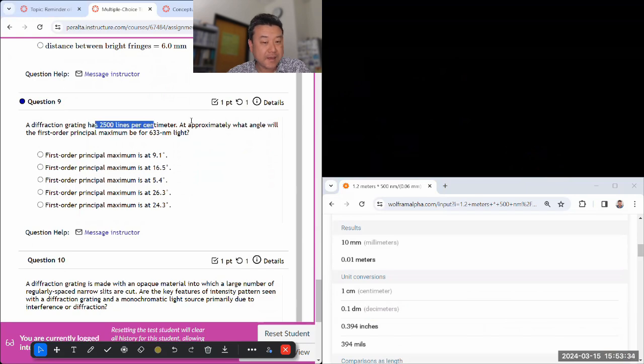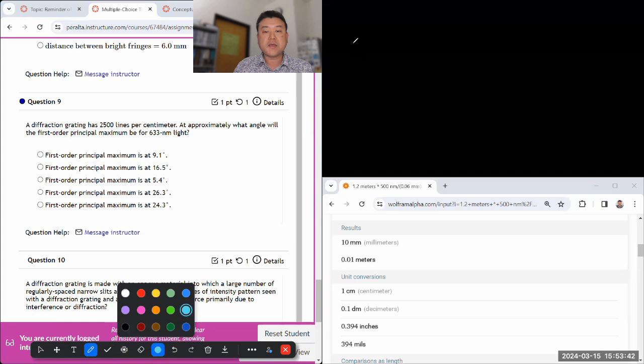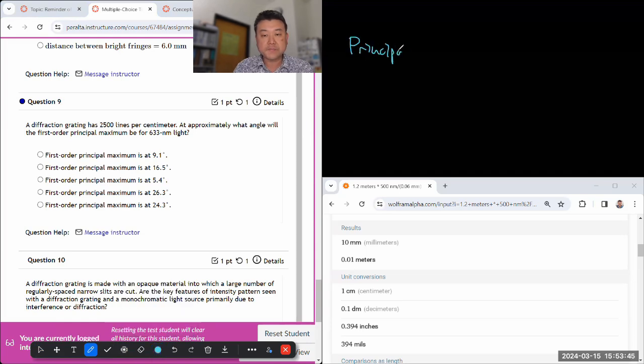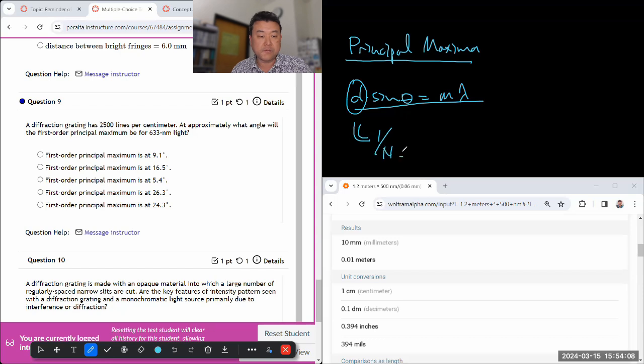The diffraction grating has that many lines. With the diffraction grating, two things are useful to have internalized: the position of principal maxima is given by the same relationship as for double slit, which is that d sine theta equals m lambda for constructive interference. So all I have to get is d, which for a diffraction grating is 1 divided by the number of lines per whatever. And you can see that for d, if I put in these units, I'll get a unit of length.